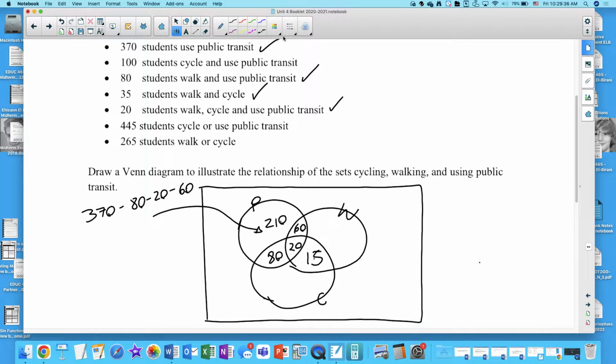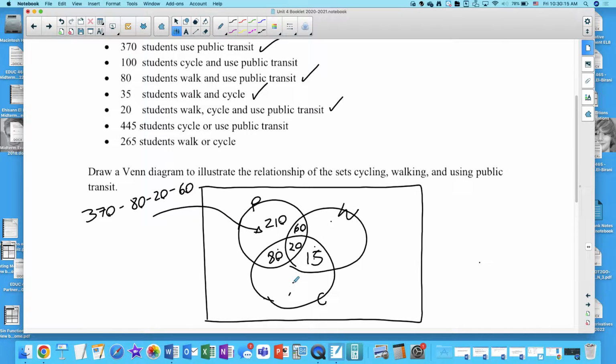This, right? Walk or cycle is these 2 circles. That's 1, 2, 3, 4, 5, 6 regions. So we know that the total of those 6 has to equal 265. Do I have enough information to say how many are in here and how many are in here? Too many unknowns, right? There are 6 regions that have to add up to 265, but I only know 4 out of 6. So I don't know how the remainder splits up between only walking and only cycling.